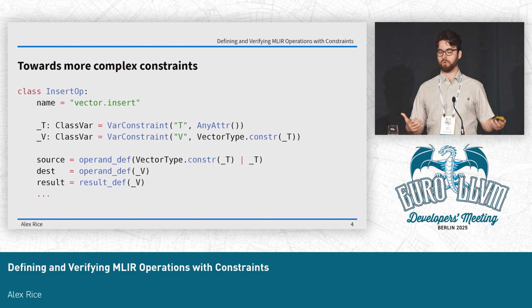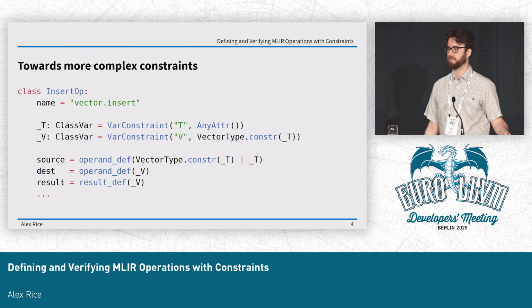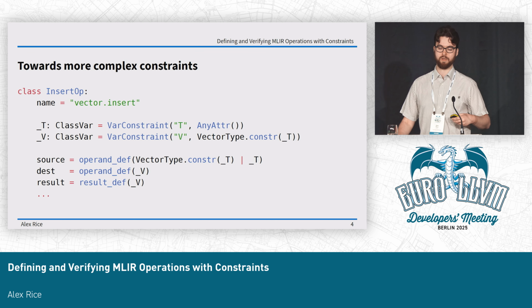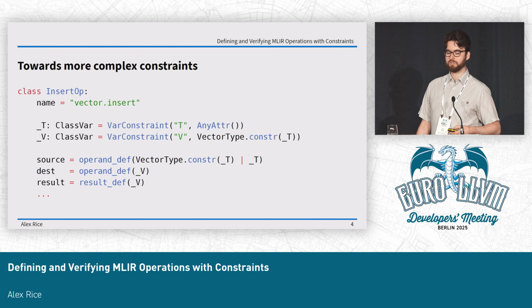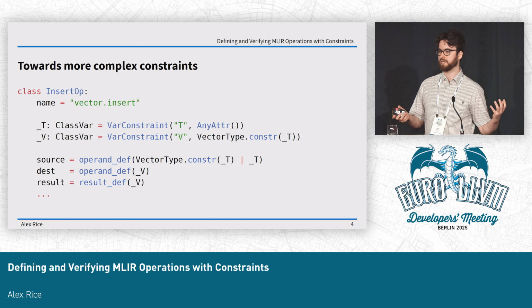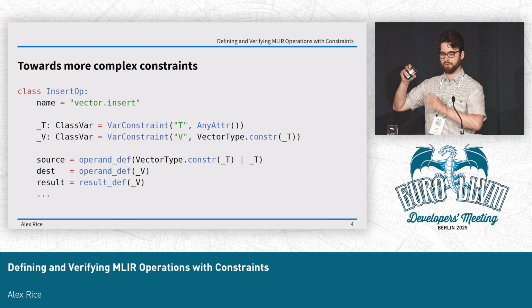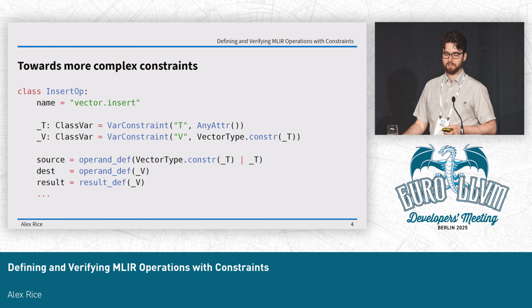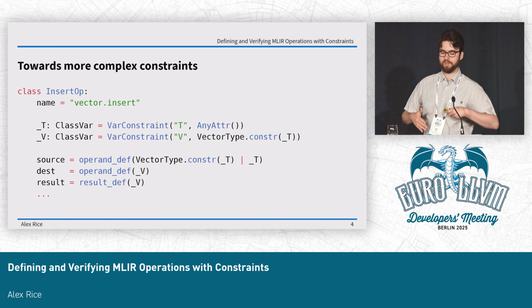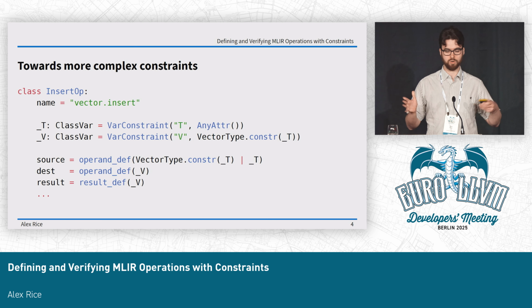All these variable constraints can be nested within other constraints that this system has. I don't have enough time to explore the full range of different verification things we can talk about, but here's one example. We have this vector.insert operation, which allows you to either insert an element into a vector, or insert a vector itself into a multi-ranked vector. The interesting line here is this _v. We've got this vector type, but we're constraining the elements of the vector type to be this other constraint. And this allows us to talk about all these things.